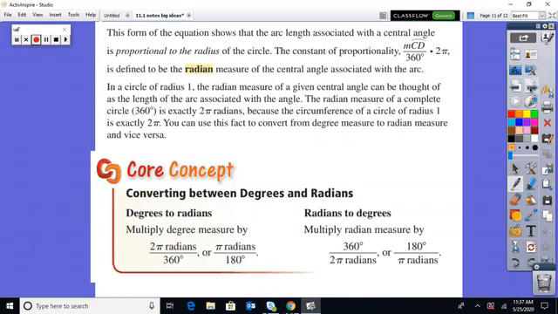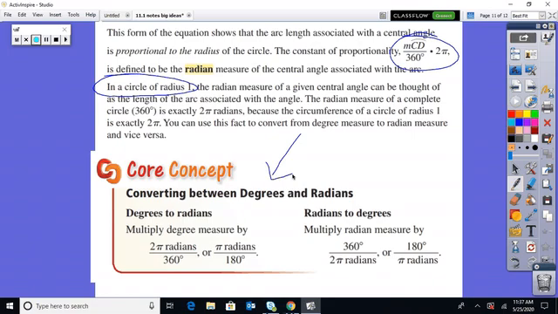This form of the equation shows that the arc length associated with a central angle is proportional to the radius. And the constant of proportionality right there is defined to be the radian measure of the central angle associated with an arc. So in a circle of radius 1, and you're going to talk a lot about this in trig, that's a unit circle, the radian measure of a given central angle can be thought of as the length of the arc associated with the angle. A lot of words, very simple, the application of it.